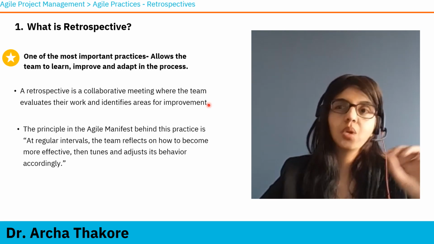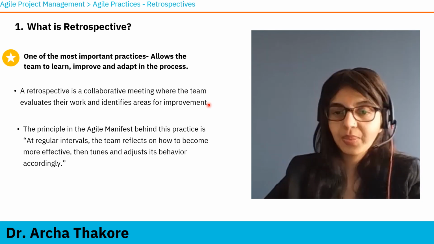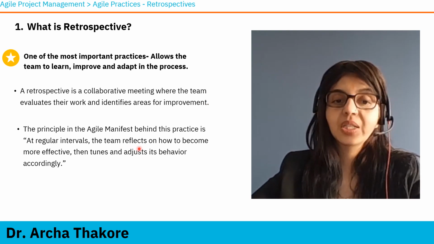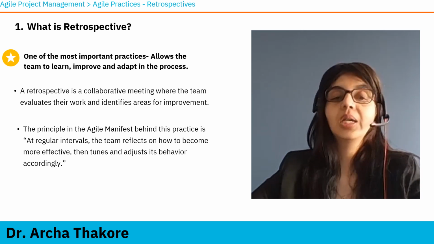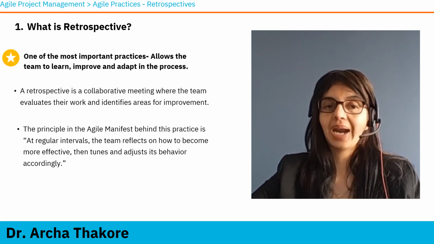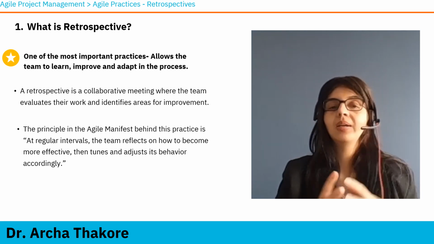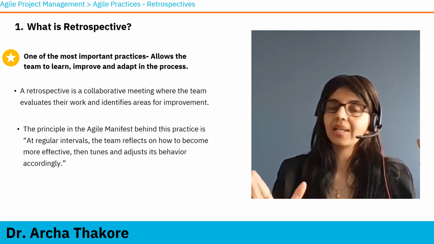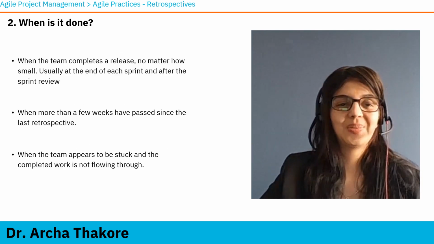Now, it's very important to look back at the principles. If you remember in chapter number 2, we talked about agile principles and the 12th principle, which says at regular intervals, the team reflects on how to become more effective, then tunes and adjusts its behavior accordingly. This is the principle which is driving the practice, which is retrospective. Retrospective, the word means looking back. So we look back at the work that we have done and we find out areas of improvement in future.